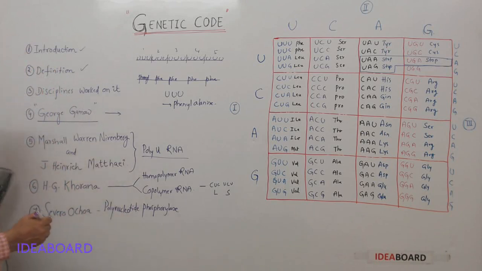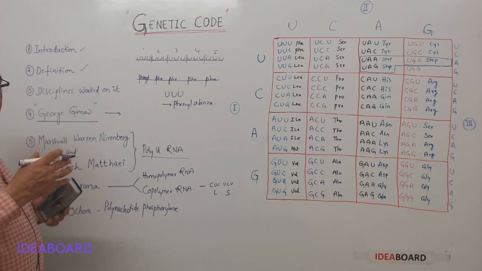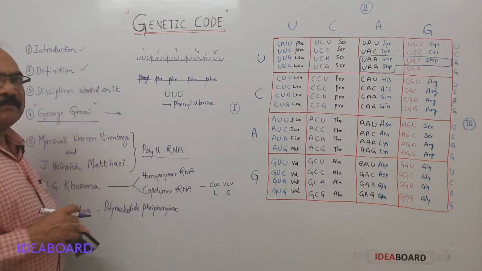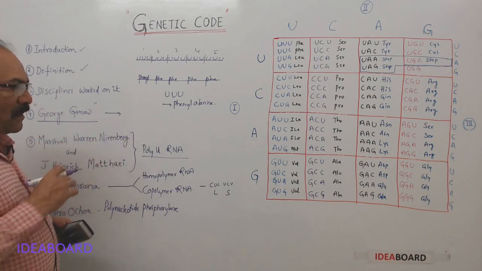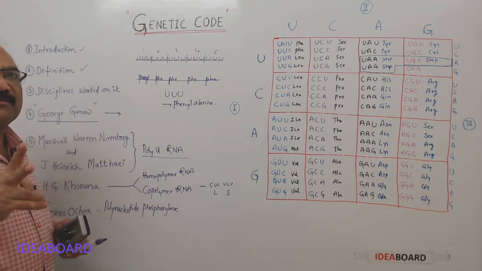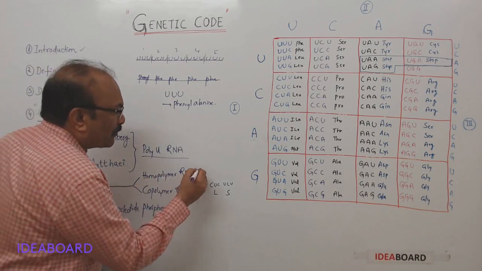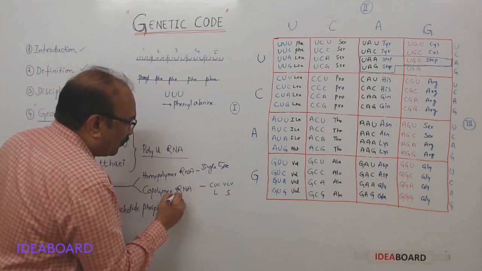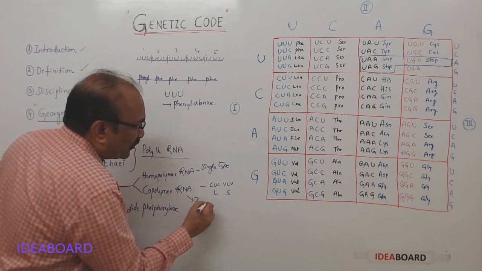Okay. Then, remember, only one they discovered, and Hargobind Khorana prepared a synthetic RNA from the DNA, and he made homopolymer RNA and copolymer RNA. What does homopolymer RNA mean? Only one type of nitrogen base or nucleotide. Copolymer means what? Two types of nucleotide chain. I hope you understand. The homopolymer RNA is made up of a single type of nucleotide, whereas copolymer RNA is made up of what? Two types of nucleotides.